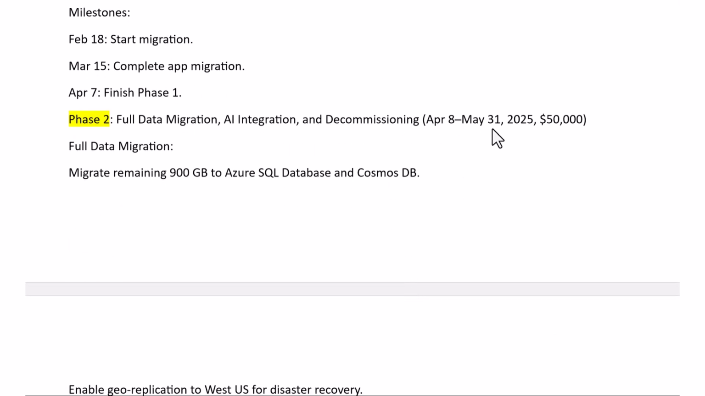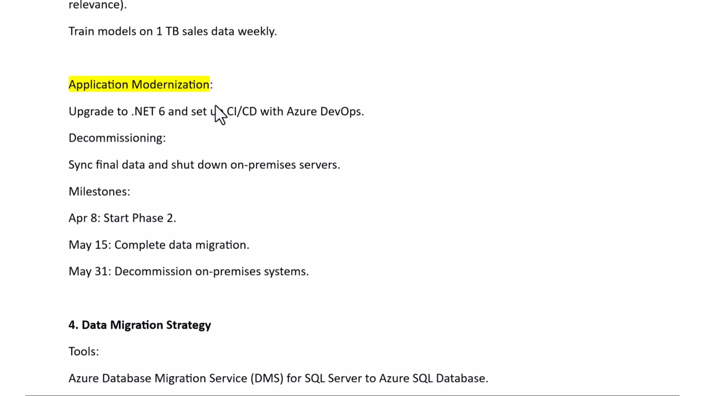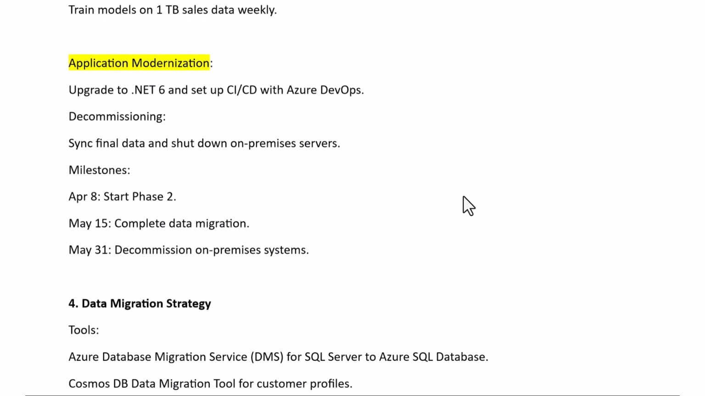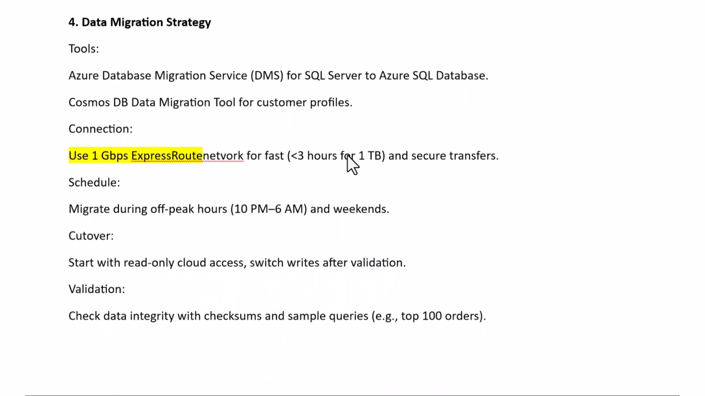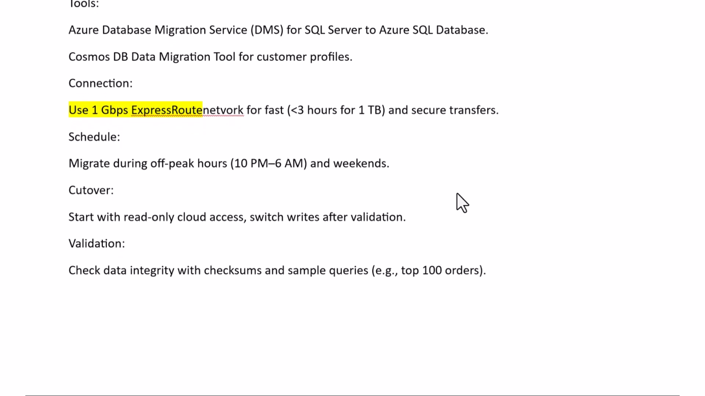Phase 2, April to May 31st, 2025, replatforms to .NET 6, integrates AI via functions, Azure Machine Learning and Databricks, and decommissions on-premises systems. This leverages ExpressRoute for efficient 1 terabyte transfer, App Services for scalable compute, 1 million requests per hour, and SQL Database and Cosmos DB for reliable storage.